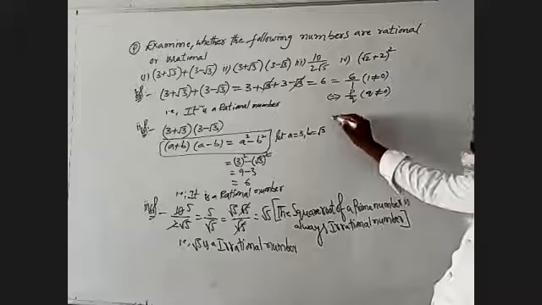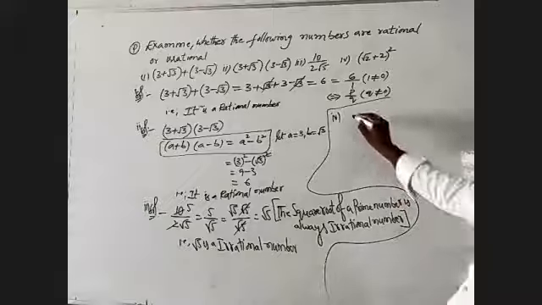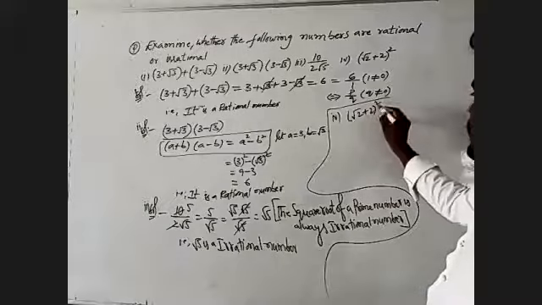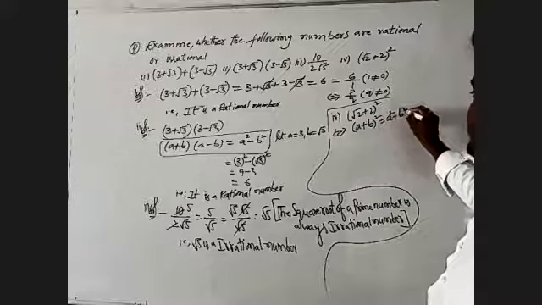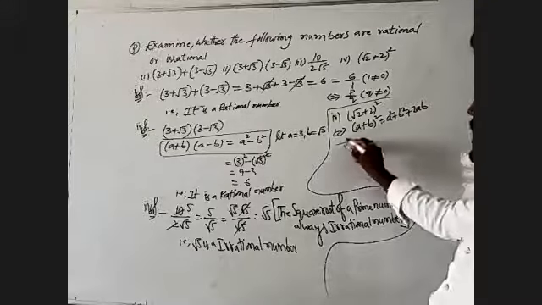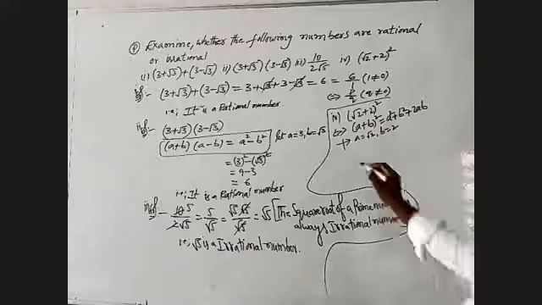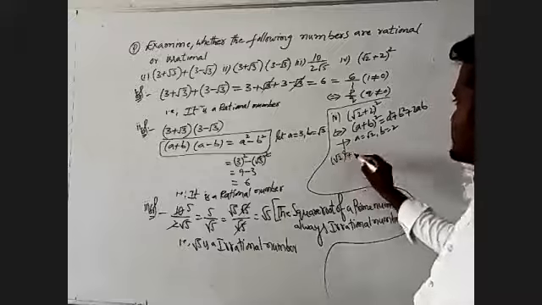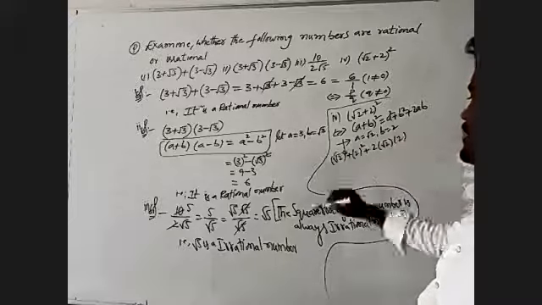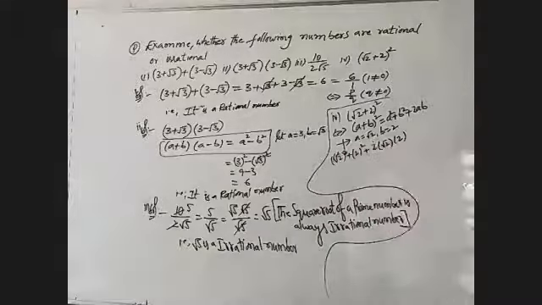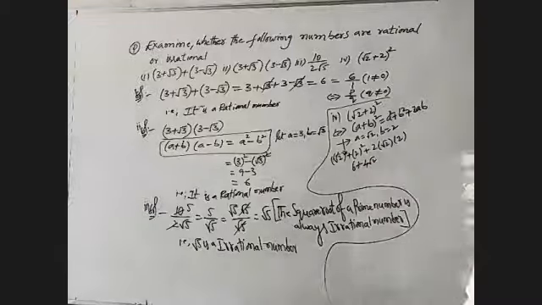What is asked in the fourth one? Observe root 2 plus 2 whole square. When it is of the form a plus b whole square, I write it as a square plus b square plus 2ab, where a is equal to root 2, b is equal to 2. That I write as root 2 whole square plus 2 square plus 2 into root 2 into 2. Here square and root will be cancelled. 2 square becomes 4. 4 plus 2 is equal to 6, plus 2 into 2 is 4, 4 into root 2 is 4 root 2.